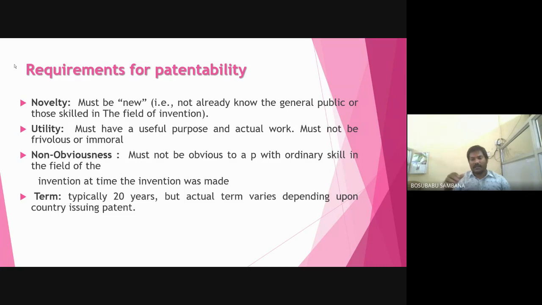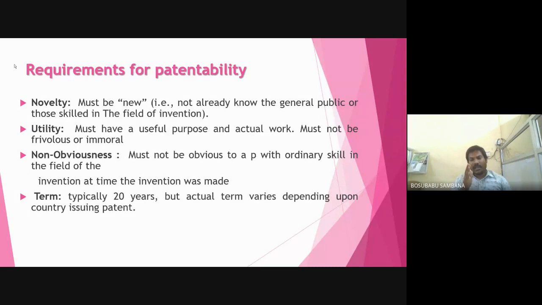So many companies give offers and positions. I strongly suggest that no one do this. And on utility, it must have a useful purpose and actual work. The main thing is there are so many kinds, innovation patent, utility patent, and application patent. For example, with fourth year students' works or any literature works, they draft them as patentable drafts and file immediately. Without proper commercialization, the patent is not used. This is the main thing.